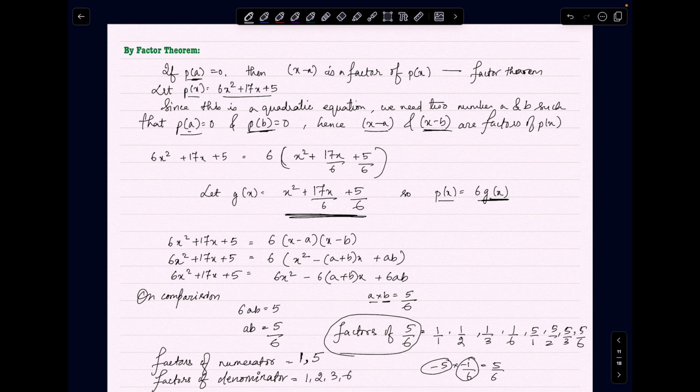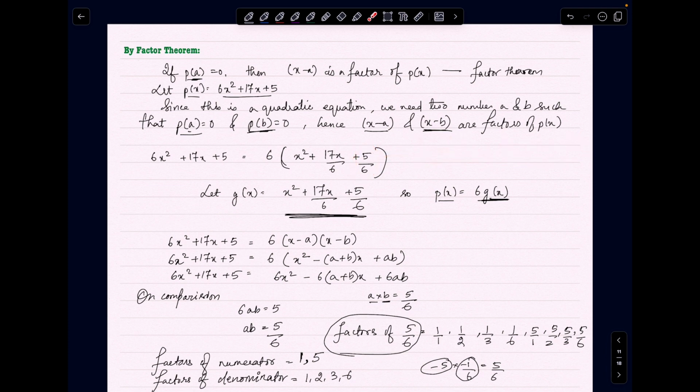Okay, so factor theorem is avoided in 2 cases. In which cases is factor theorem avoided? Factor theorem is avoided in the cases where this constant term, see, we are finding the factors of this constant term only in the factor theorem. Got my point? So whenever this constant term is either a fraction or a very large number, avoid factor theorem altogether.